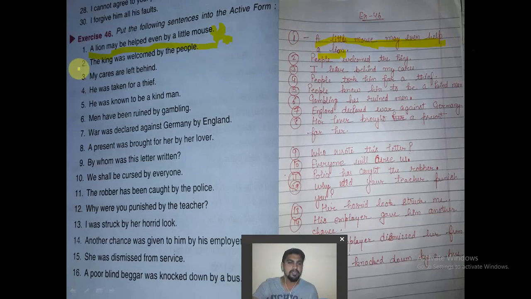Now the second question is: a king was welcomed by the people. A king was welcomed by the people. We need to analyze that. Was welcomed is used, that means the statement is in the past indefinite passive form. So we have to write the past indefinite affirmative sentence for this. So first of all, the position of this word, the people, would come at the first place. Here I think the is missing.